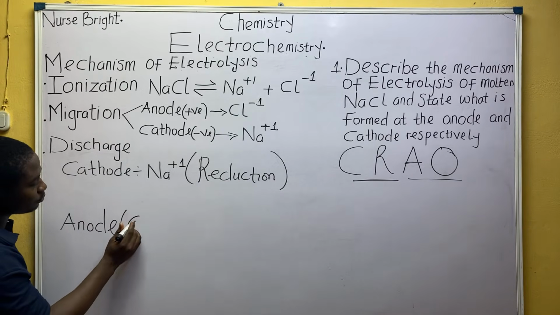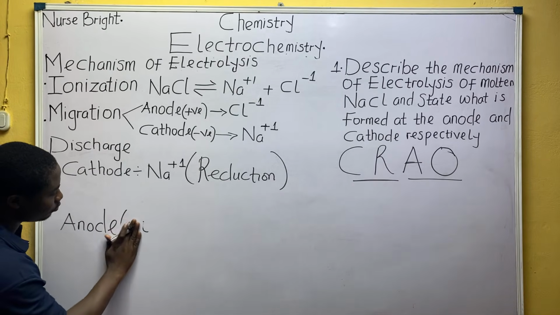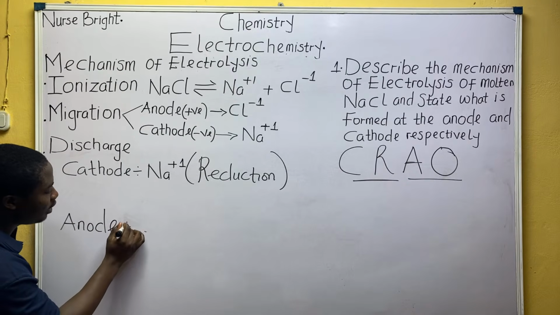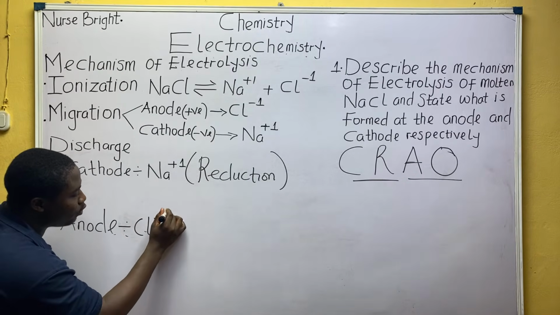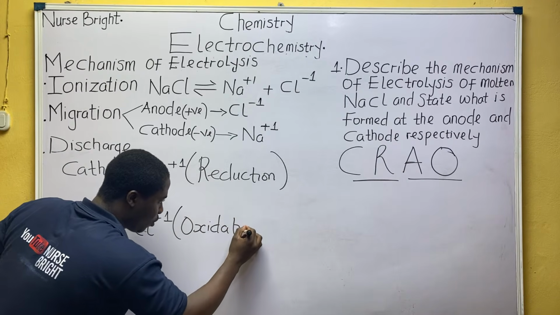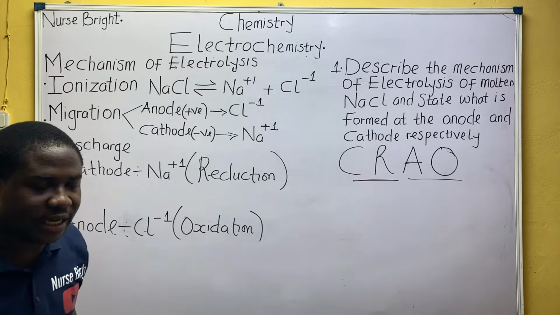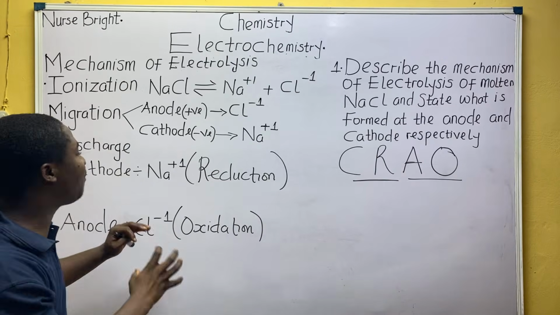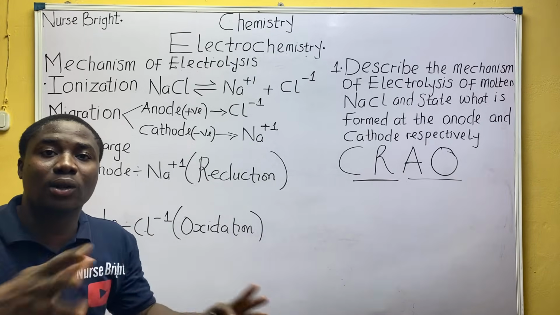Walking to the anode, it is chloride ion, Cl-1, and it undergoes what? Oxidation. So let us learn what is happening. Alright, let us learn what will happen. There are reactions performed, and they are all easy.